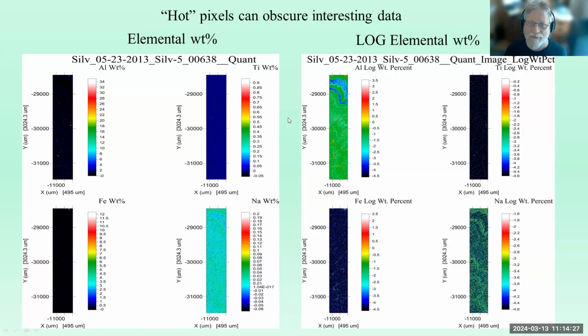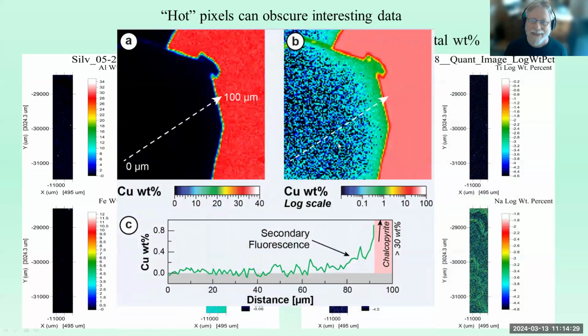And so this is in log weight percent, just pointing out some mapping things. And in fact, you can actually see really subtle things here where you can actually see secondary boundary fluorescence effects in the log scale, which you wouldn't see in the normal map. And so this is a boundary effect from secondary boundary fluorescence here, which is kind of cool.